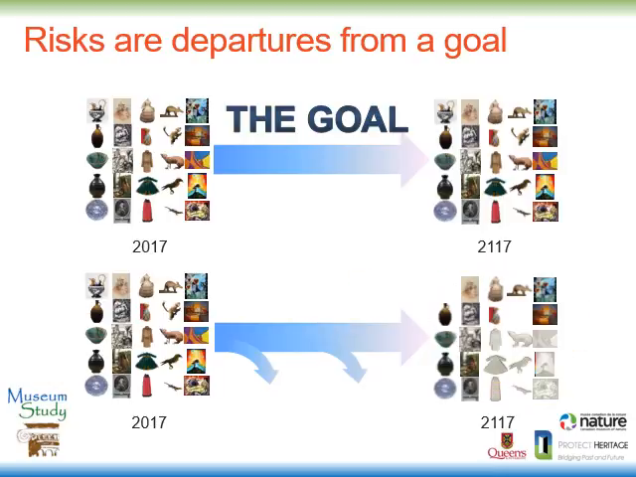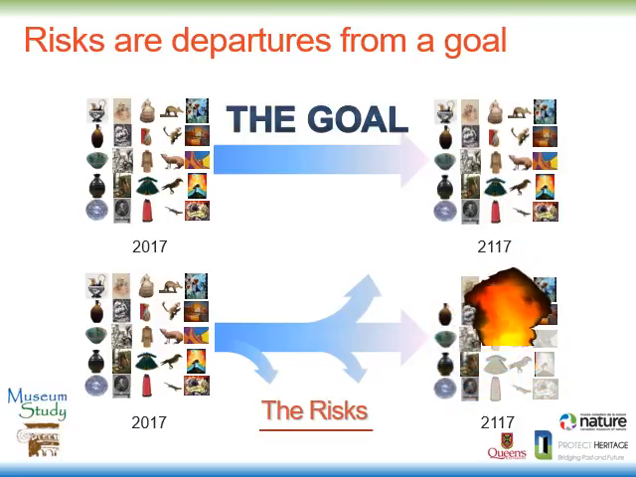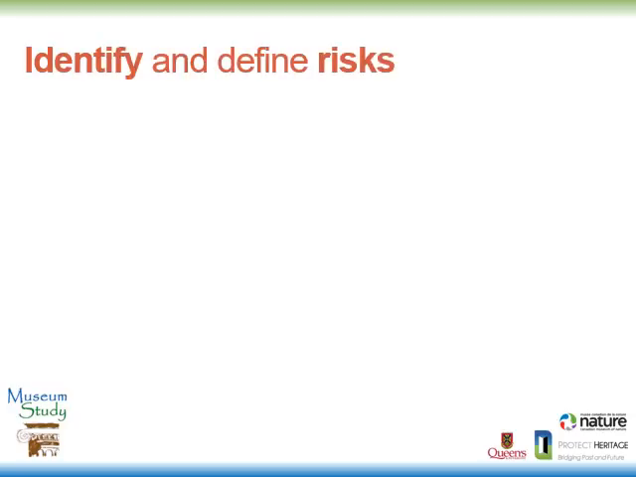And finally, we see that there may be just a chance of an event that could destroy the whole collection. Maybe just a 1 in 10 or even 1 in 100 chance, but because the possibility is there, the potential is there, that's also defined as a risk to the collection. So our risks are departures from our operational goal of carrying our collection forward in time with minimal or ideally no damage or loss. Now, we want to identify and define the risks.